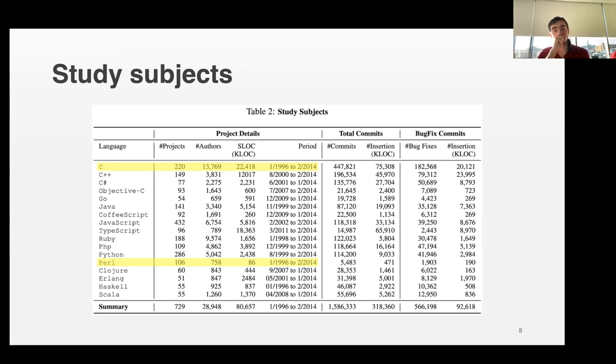So I take your point, there's more C they look at than Perl. But in absolute terms, it sounds like a lot of Perl.